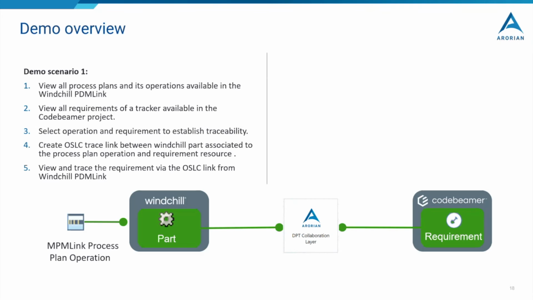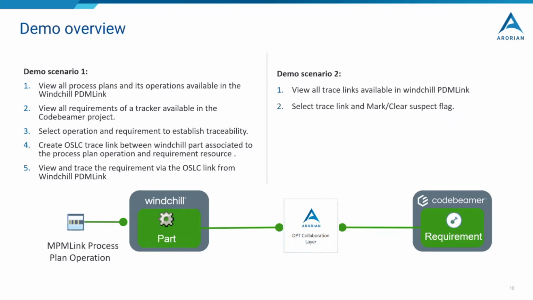So I'll be demonstrating a couple of use cases here with our Aurorian DPT collaboration tool. OSLC trace links will be established between a Windchill process plan operation and a Codebeamer requirement through our DPT tool. All the trace links stored in Windchill will be shown as a report in a different mashup of the Aurorian DPT collaboration layer. We will also check the option to mark and clear the suspect flag from the trace link.